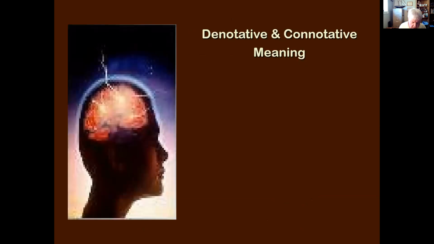In regard to words, we need to understand the denotative and the connotative meaning of words. And maybe in your mother language, words have one meaning more than can have multiple meanings. But in North America, in English, words can have more than one meaning, and there are other cultures where words can have more than one meaning.